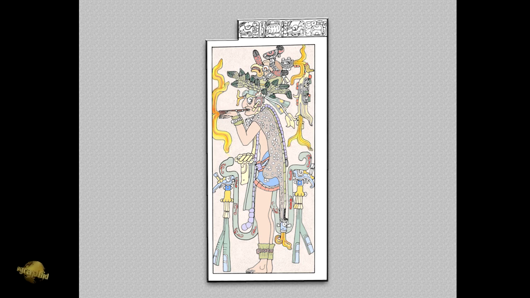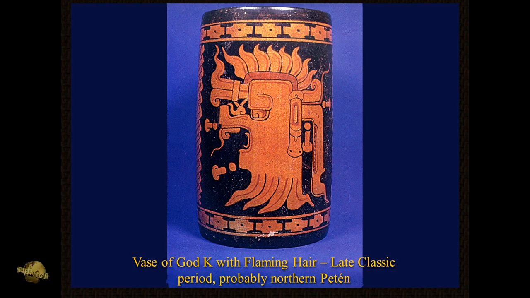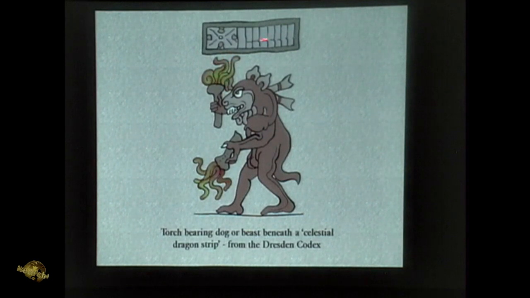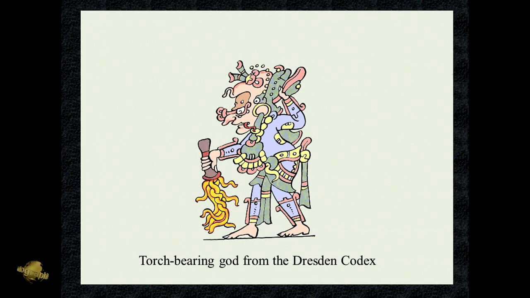Now, what I'm trying to get at here, there's a lot of stuff we could look at, but since we're running out of time, we won't take the time to analyze this in depth. We will get to some of the other images. Notice the vase of God K with flaming hair. Now, if one were to propose hypothetically that the Maya were obsessed with comets, here is a torch-bearing dog beneath what's called a celestial dragon strip from the Dresden Codex, and notice his torches. And here's another torch-bearing god from the Dresden Codex. Lots of their gods are bearing torches, smoking cigars, or have these fiery flares coming out of their foreheads.